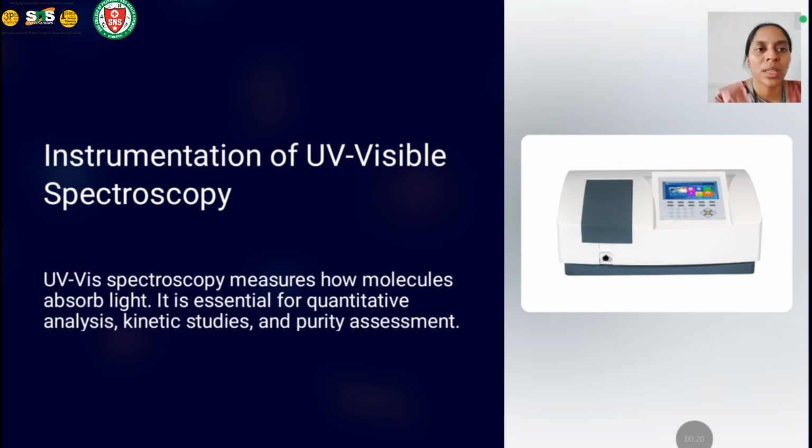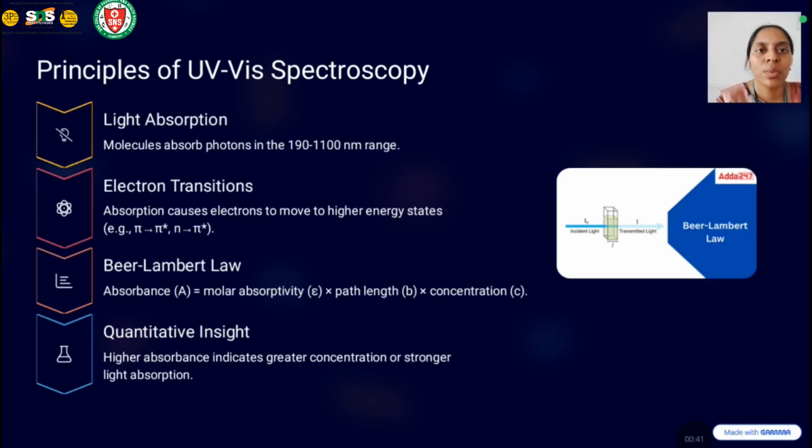The molecules that are present in our sample will absorb the electromagnetic radiation, that is UV or visible radiations, and the electrons present in the molecules will move from ground state to excited state, and the amount of energy that is necessary for the molecule to move from ground state to excited state is measured. That is the principle behind UV visible spectrophotometer. The light absorption, that is molecules absorb photons in the 190 to 1100 nanometer range. That is going to be the wavelength of our light radiation.